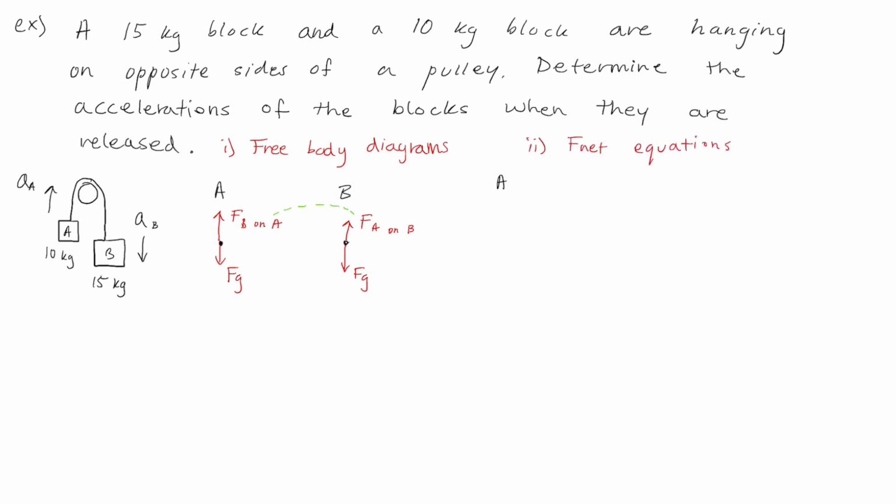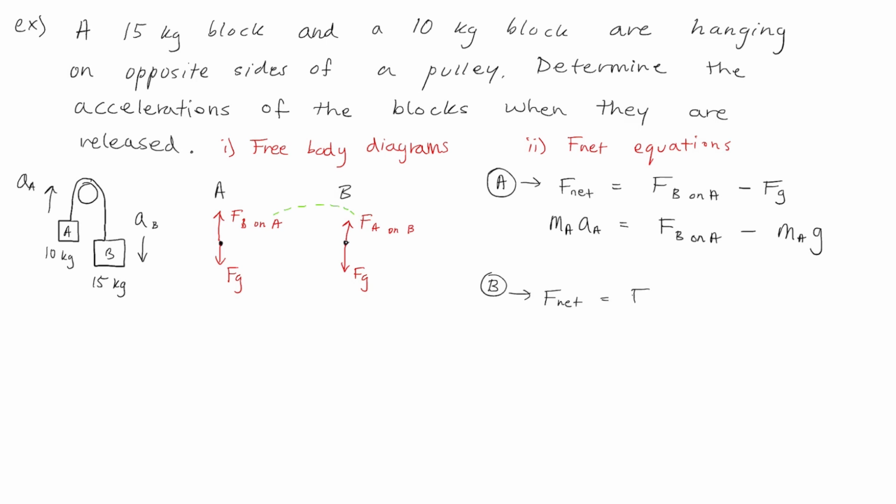Now the next thing you want to do is write your F net equations. Let's start with block A. We would have F net is equal to the force of B on A minus the force of gravity. We can replace F net with ma, and we can replace the force of gravity with mg. Now let's look at block B. We would have F net is equal to the force of A on B minus the force of gravity. We can replace F net with ma, and of course the force of gravity with mg.